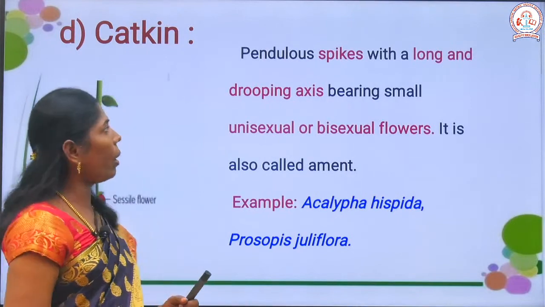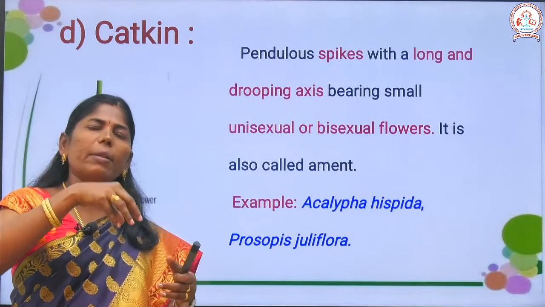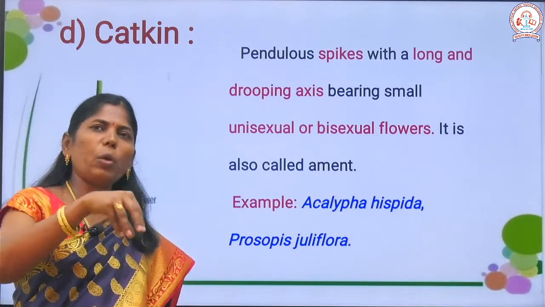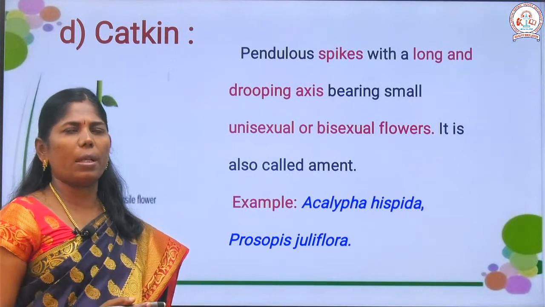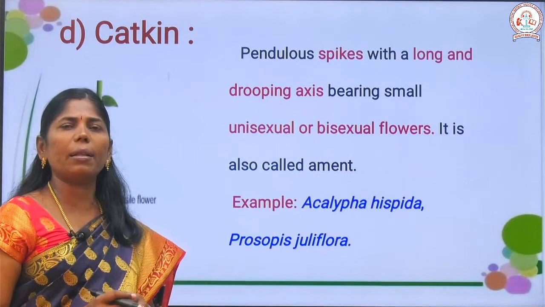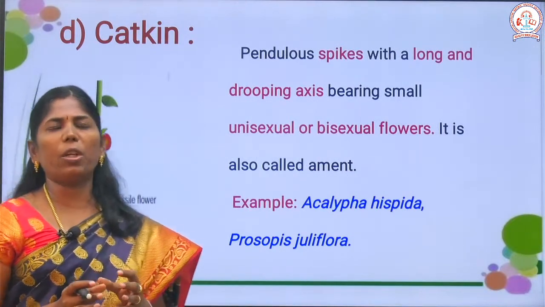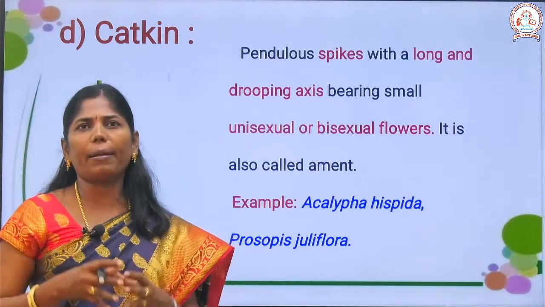So with a long and drooping axis. நிறைய வந்து axis இருக்கும், அந்த axisல long axis அப்படி pendulum மாதிரி தொங்கிக்கிட்டு இருக்கக்கூடிய axis. It has unisexual or bisexual flowers. Most of the Catkin type of inflorescence we can see in the Euphorbiaceae family. Euphorbiaceae ங்கிற family குள்ள இருக்கக்கூடிய எல்லா ஸ்பீஷிஸ்லயும் நம்ம அந்த Catkin type பார்க்க முடியும்.